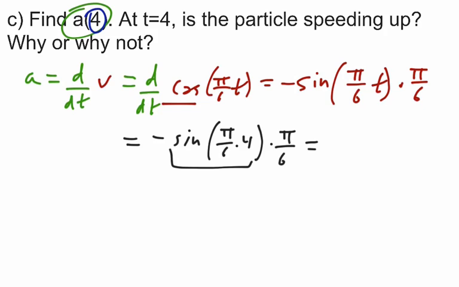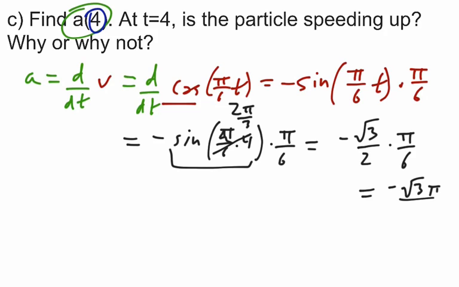So the sine of 4 pi over 6, well, 4 pi over 6 is the same as 3 pi over 2, and so the sine value there is going to be root 3 over 2. So we have negative root 3 over 2 times pi over 6, which will simplify to negative root 3 pi over 12. And that would be the acceleration.